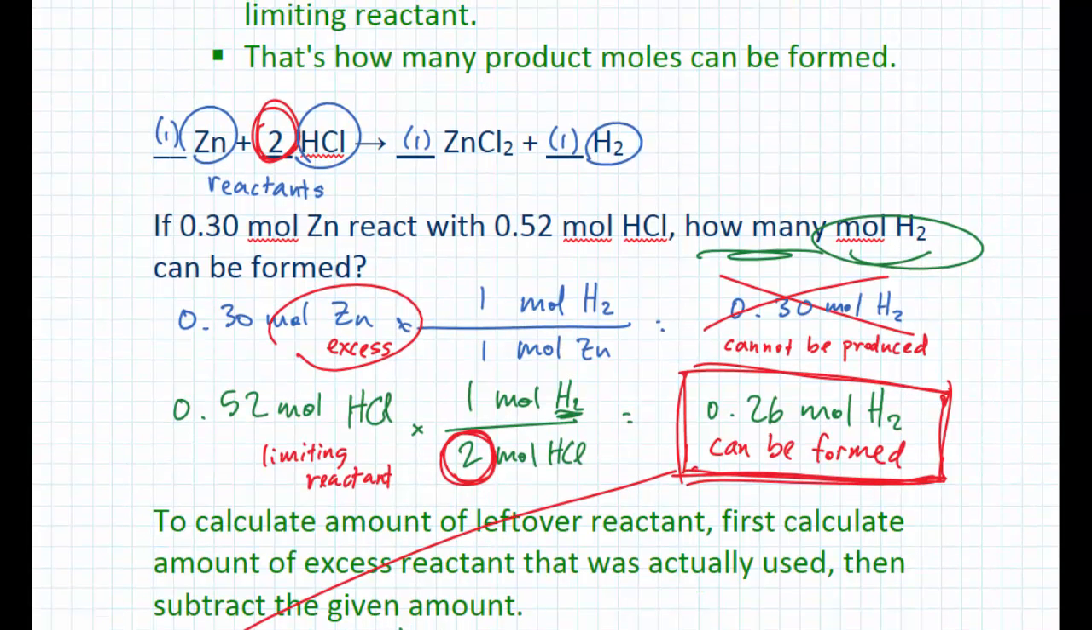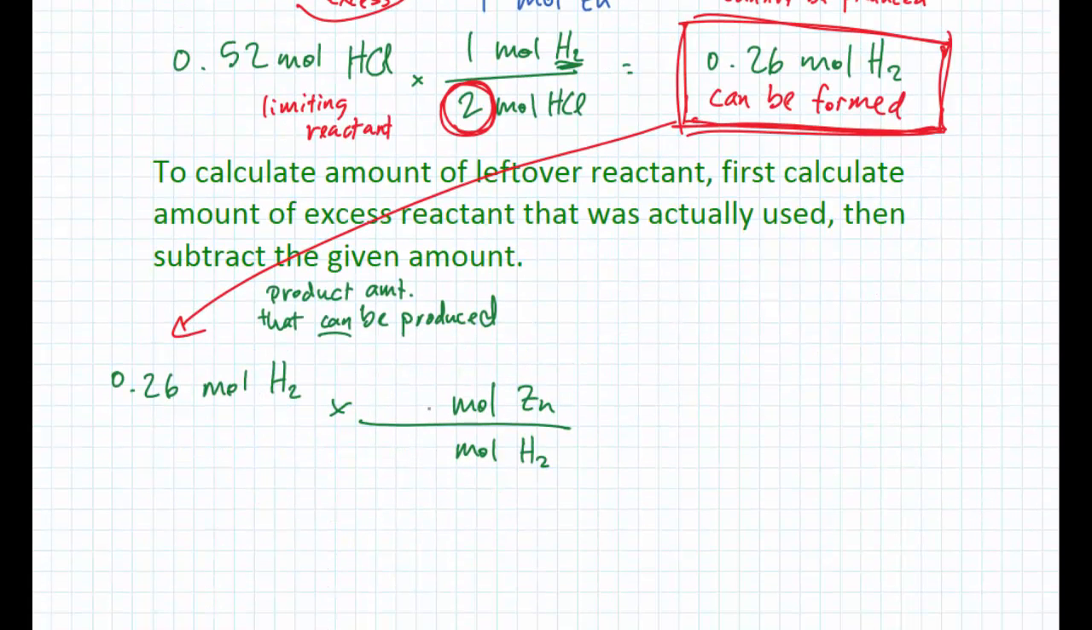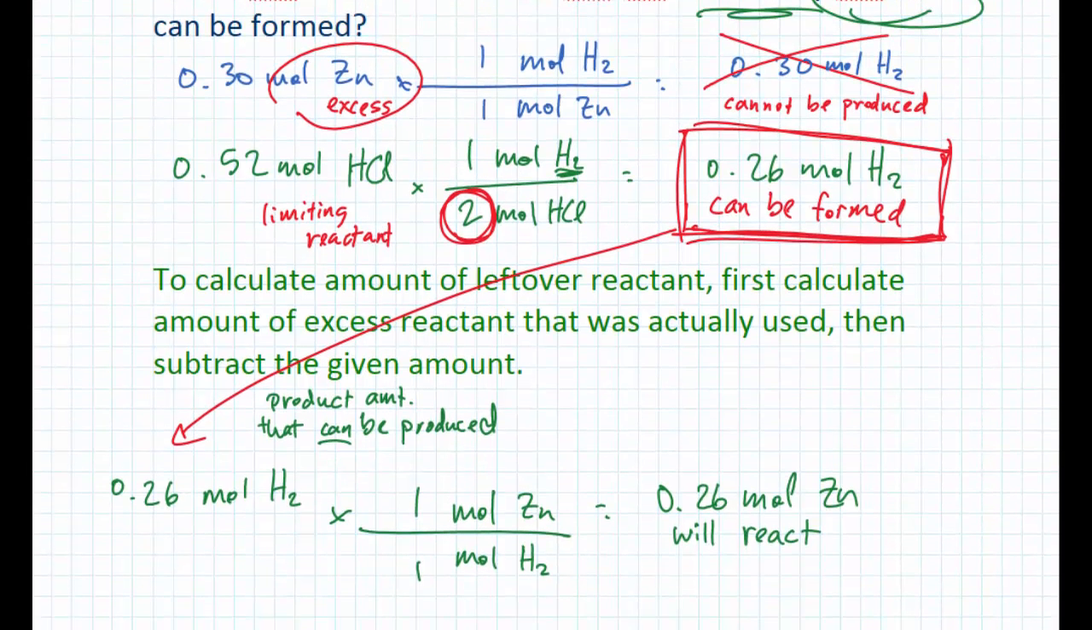Go back up here, double check the coefficients. 1 mole of H2 for every 1 mole of zinc, so we're good there. So 0.26 moles of zinc will react. We're told in this problem that we started with 0.30 moles of zinc. So how do I figure out how much zinc will be left over in excess? Yeah, you just subtract.